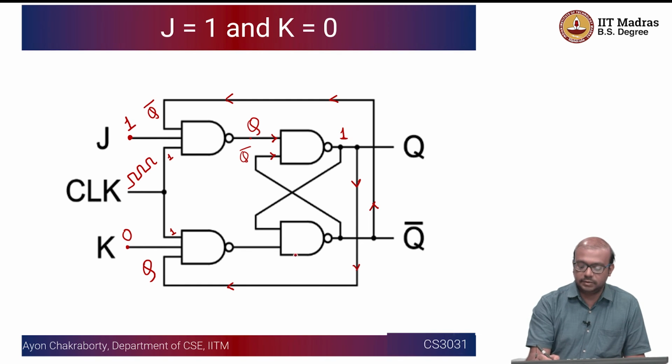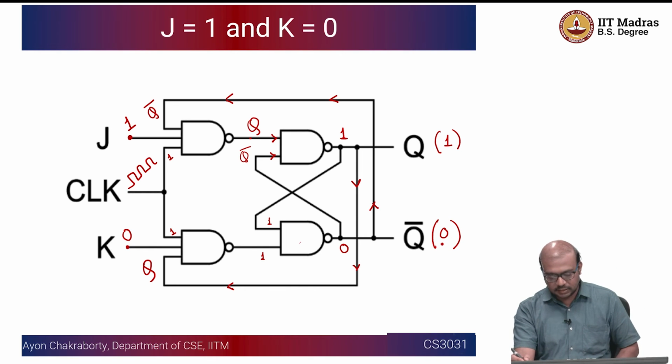Similarly, if you look at the downside, this is q 0 and 1. So this value is going to be anyway 1. Okay, this value is going to be anyway 1. 1 is coming from the top also. 1 and 1 is 1. NANDed value is going to be 0. Okay, so this is going to be 1 and this is going to be 0.